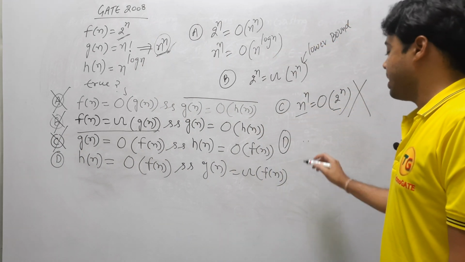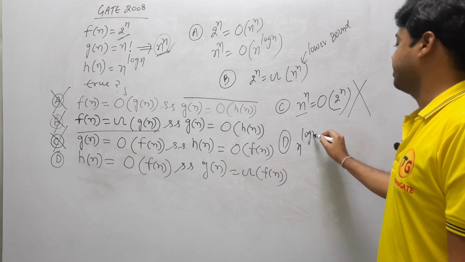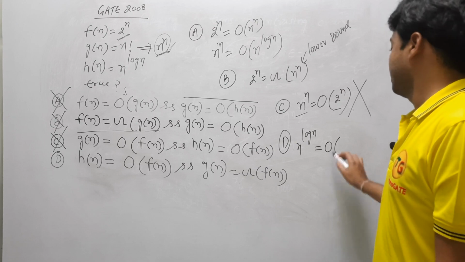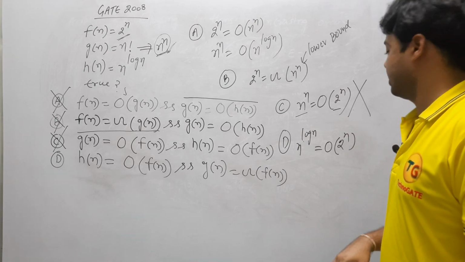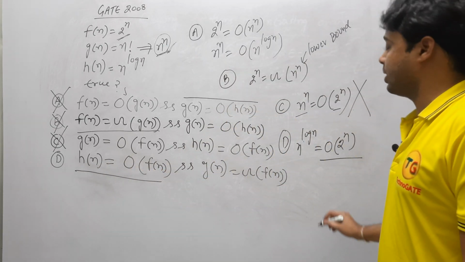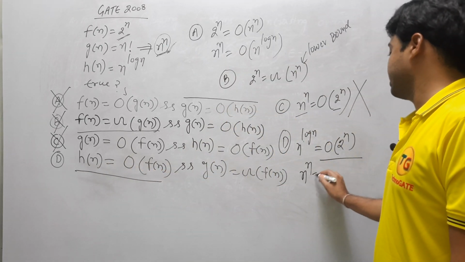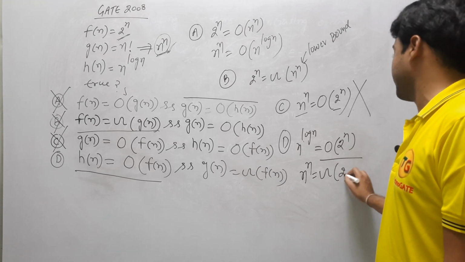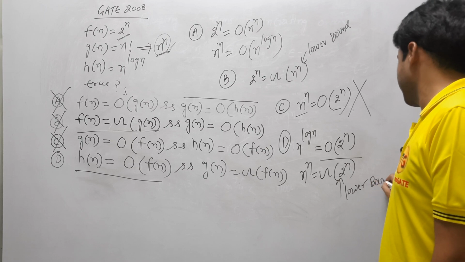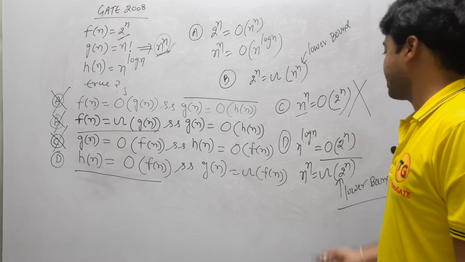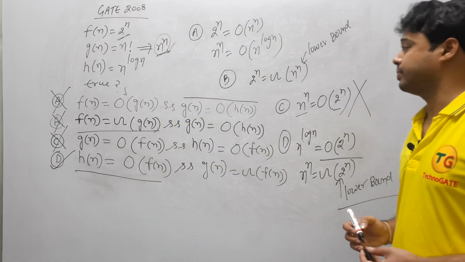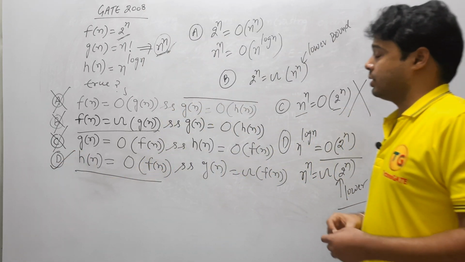Now H of n. D is what? n raised to power log n is big O of F of n. F of n is what here? 2 raised to power n. Yes, correct. And G of n, n raised to power n, is omega of F of n, 2 raised to power n. Yes, this is a lower bound on n raised to power n. So D is the correct one. This is the correct one.